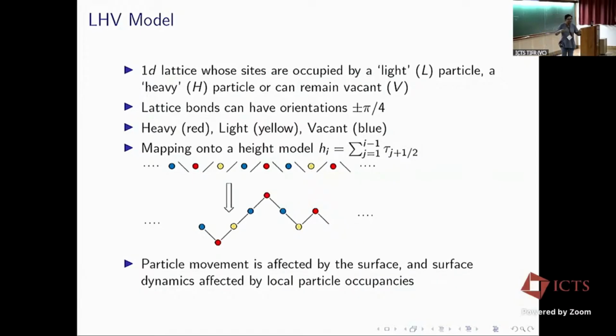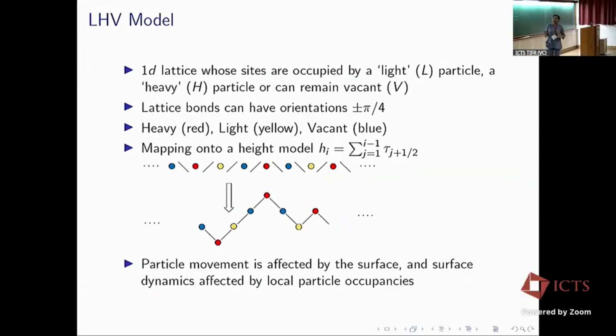So it is a one-dimensional lattice. Each site can be occupied by either a light particle, which we call L, or a heavy particle, which we call H. These names will be clear later on. Or the site can remain vacant. The particles are hardcore, so each site can have either one light, one heavy, or no particle at all.